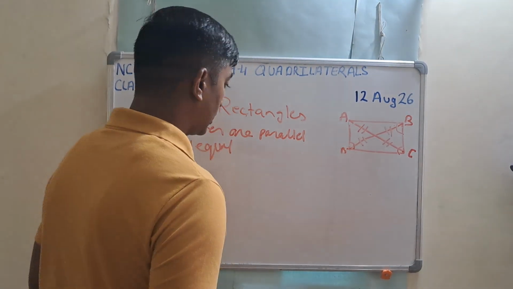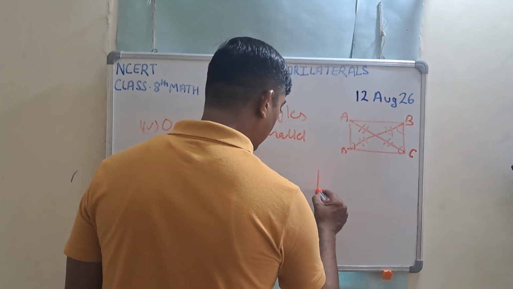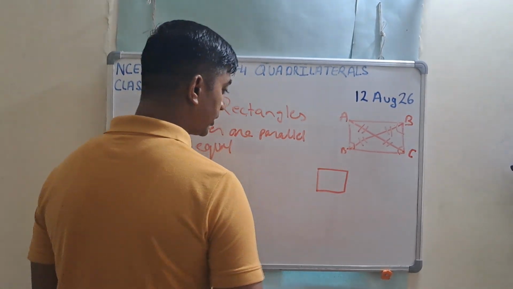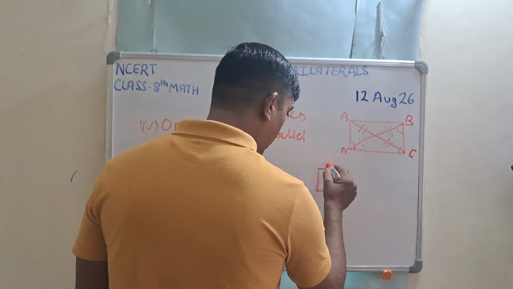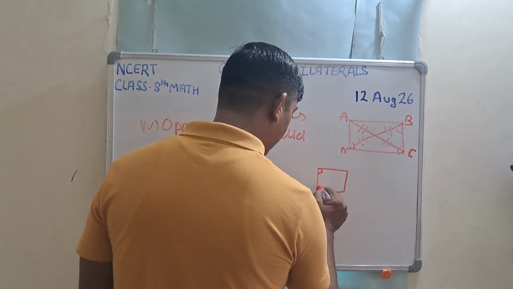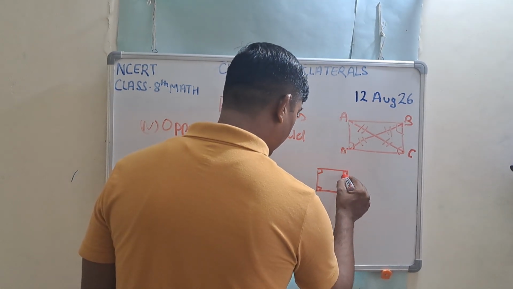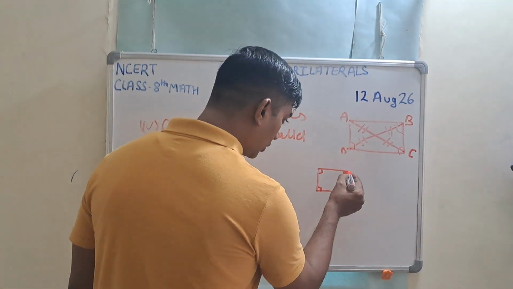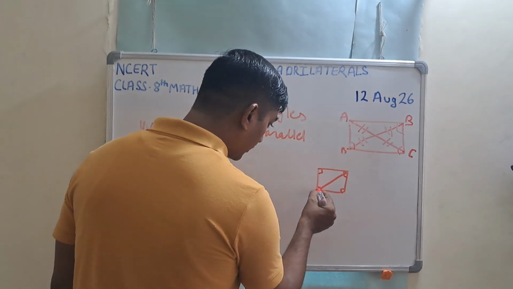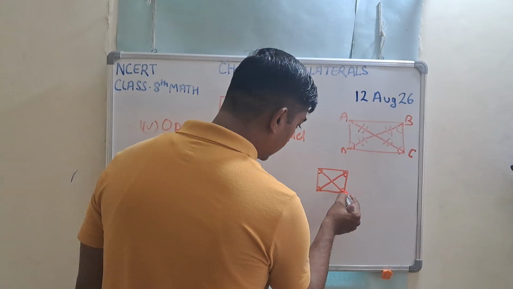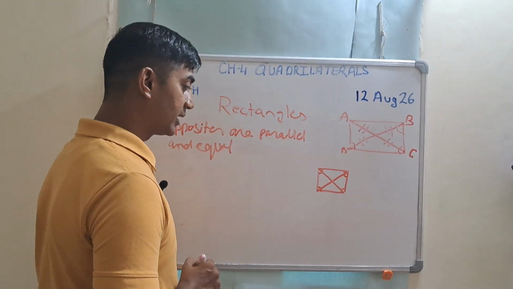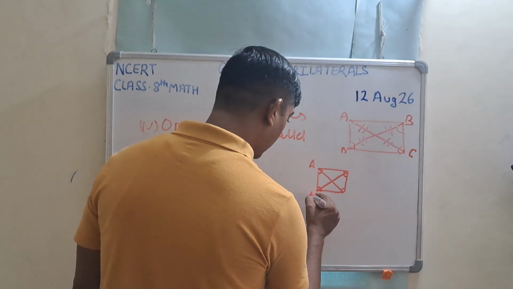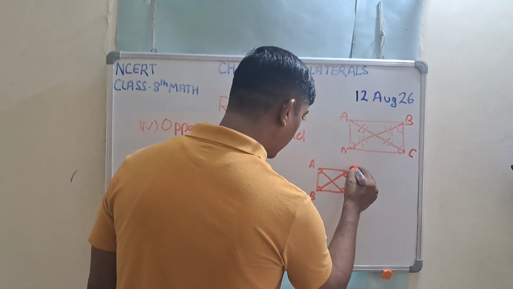See, there is a rectangle, understood? This angle is 90 degrees, this angle is 90 degrees, this angle is 90 degrees, this angle is 90 degrees. We have seen also the diagonals, this diagonal and this diagonal, these are also equal in this rectangle, and also this side A, B, C, D.